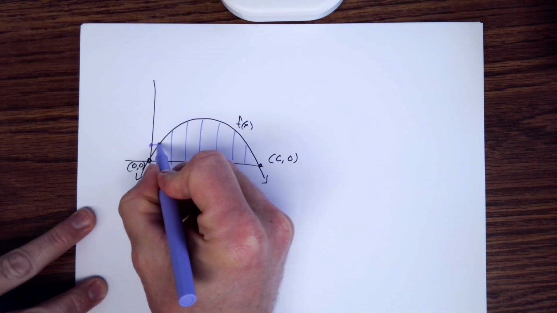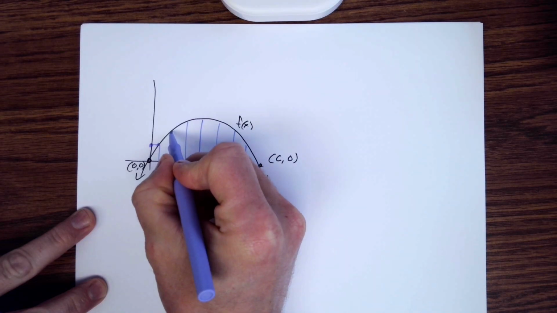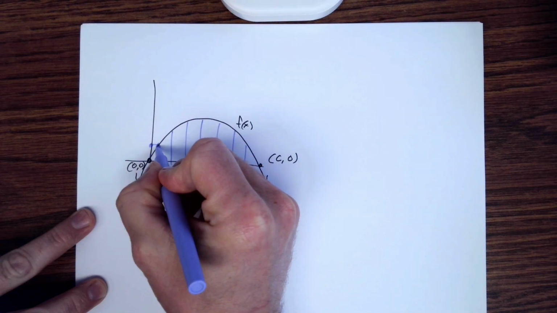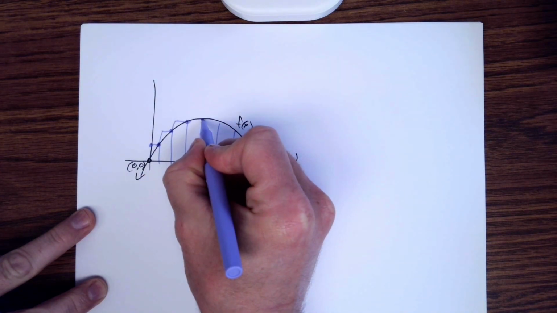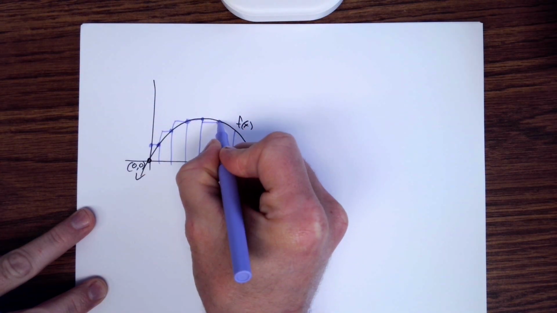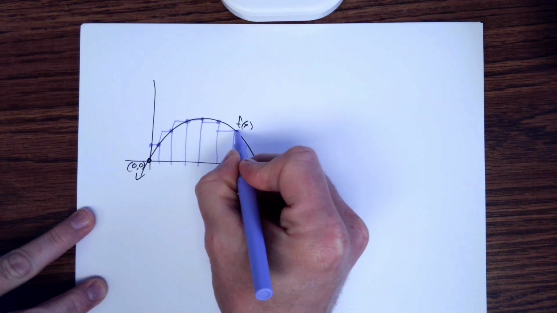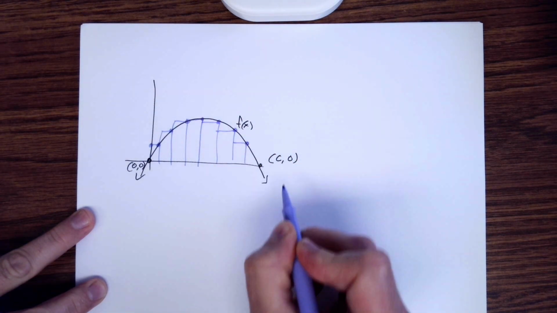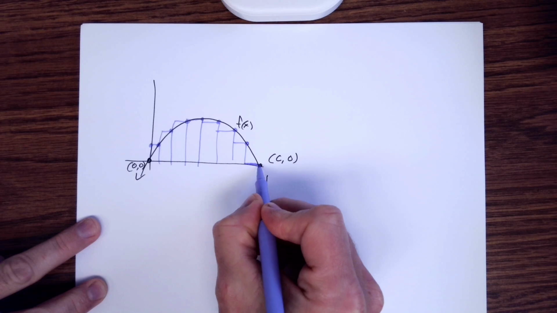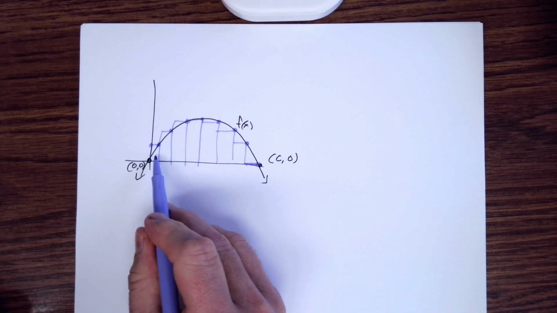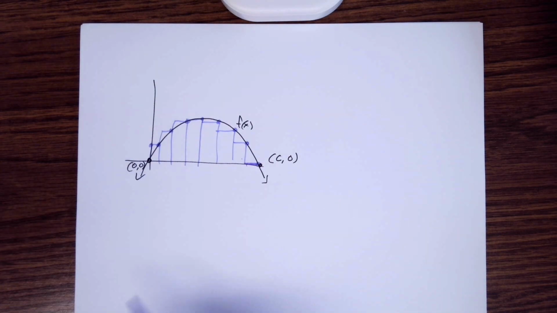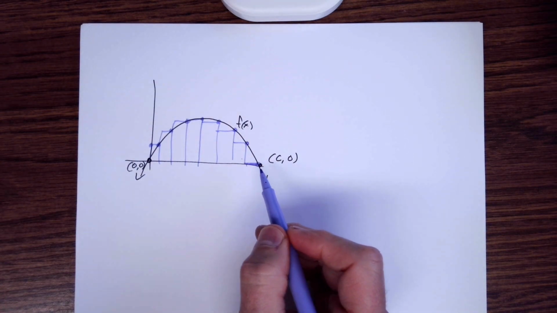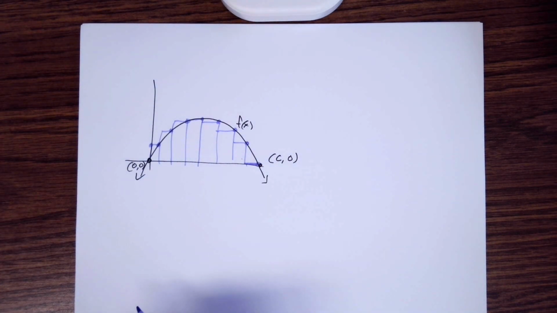we can start, there's one rectangle, and there's another one, and another one, and another one, and there's one, and there's one, and there's one. And then the last one, of course, is right here to have an area of 0. So we count these up: 1, 2, 3, 4, 5, 6, 7 rectangles. Well, 8 if you wanted to, that last one just being 0. So there we go. There's a way.